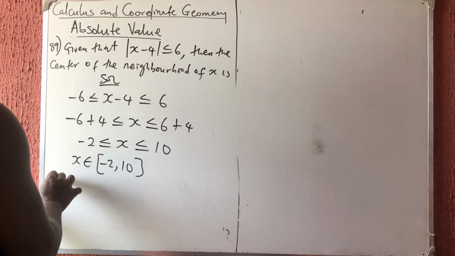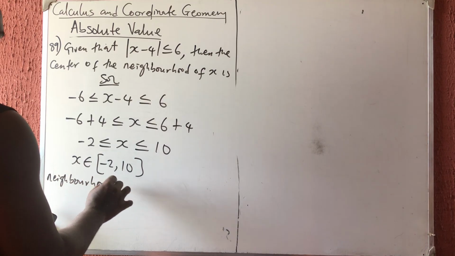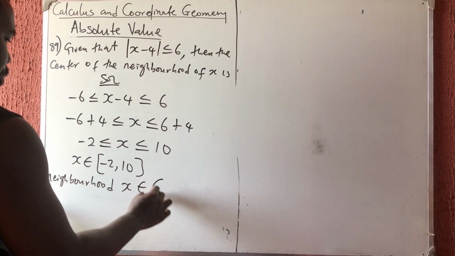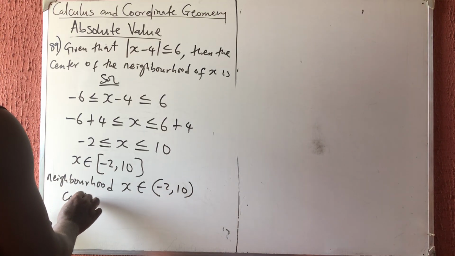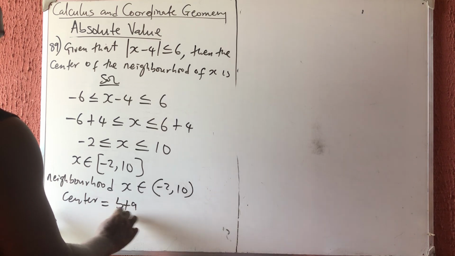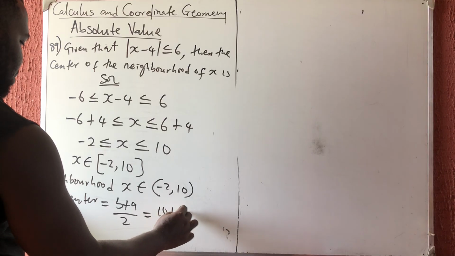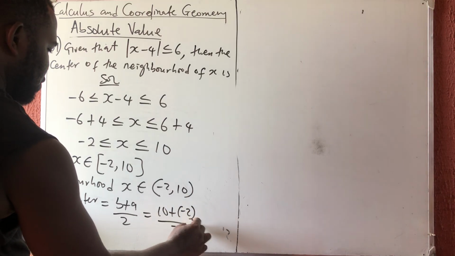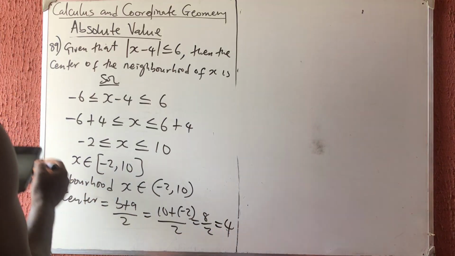Okay, why the neighborhood? The neighborhood is now that x is an element of the open interval of minus 2 comma 10. Why the center? They say we should find the center, and the center is just (b plus a) over 2. Which is 10 plus minus 2 divided by 2, which is 8 over 2, which is 4. So that is that.